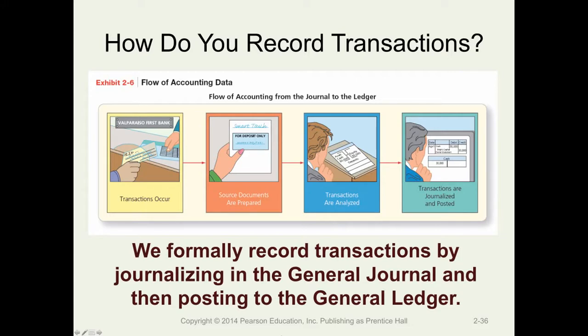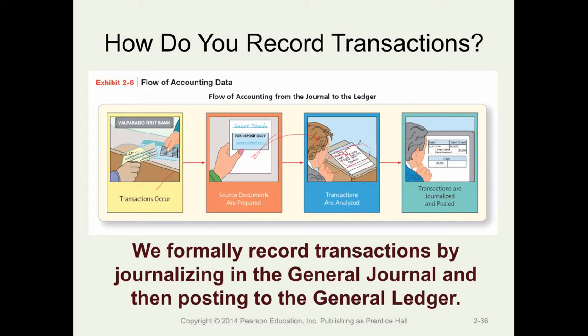Now, Exhibit 2.6 shows the flow of accounting information. And again, very simply, if the owner of Smart Touch deposits $30,000 in the bank account, you get a source document. The document goes to the accounting department. They know you're going to debit cash for 30, credit equity for 30.